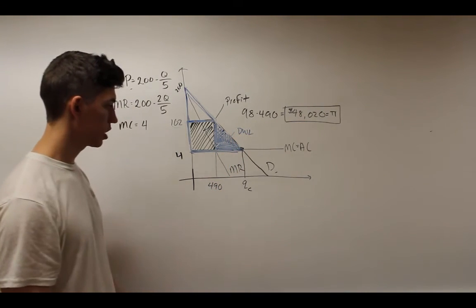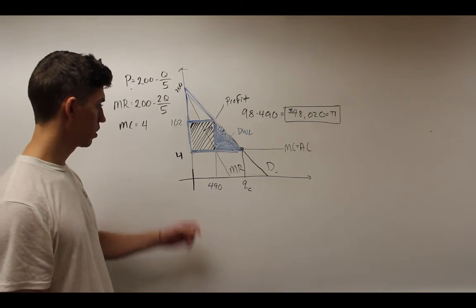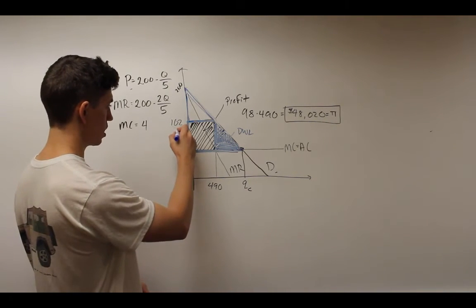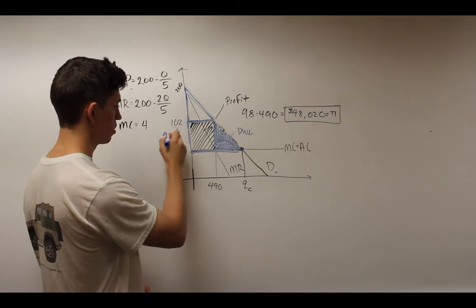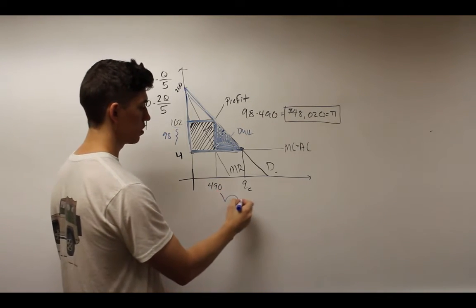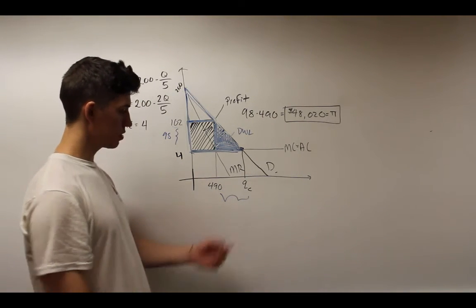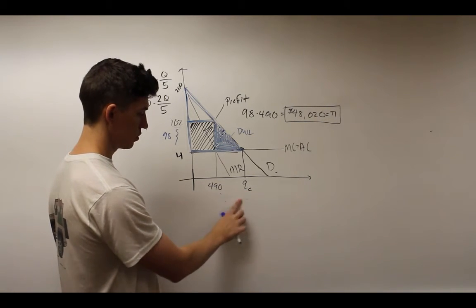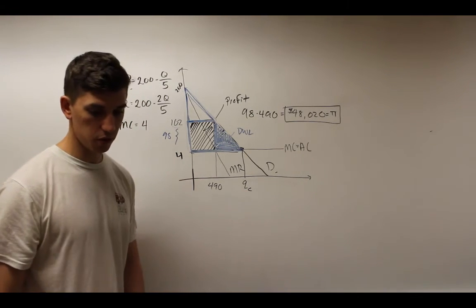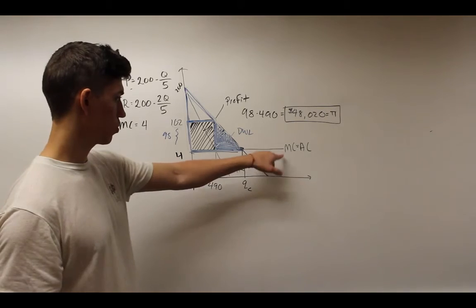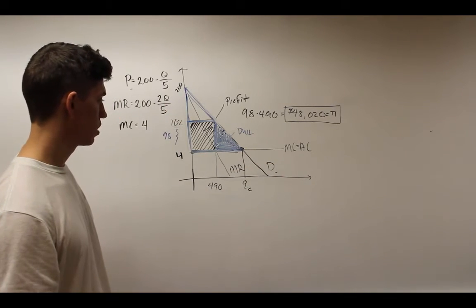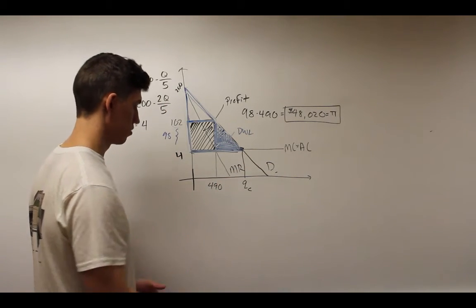And so the way we calculate it is just by calculating the area of a triangle. And the height's going to be 98. So this height is 98 here. And then we just need to find what this difference is. And the way we do that is by finding first QC. So what is the competitive quantity here? And we do that by setting marginal cost equal to demand. So I can do that right now.